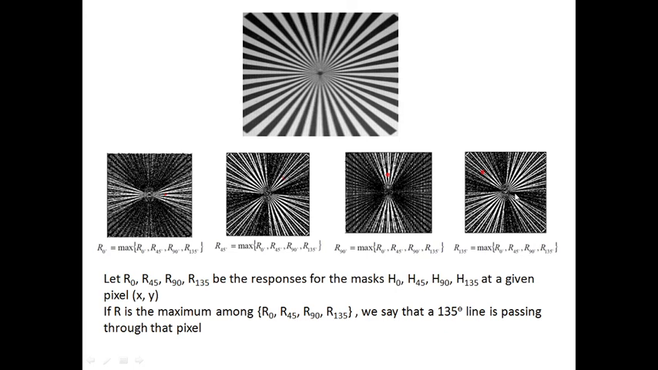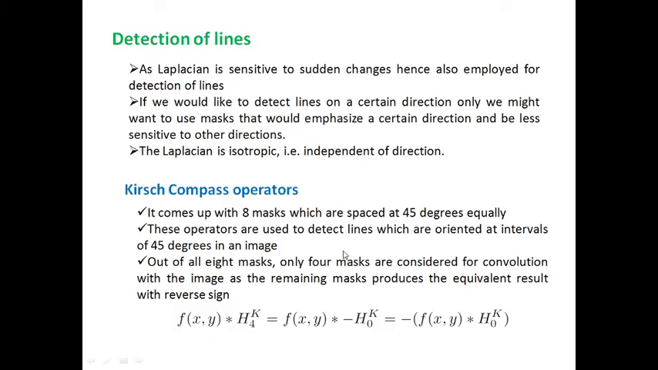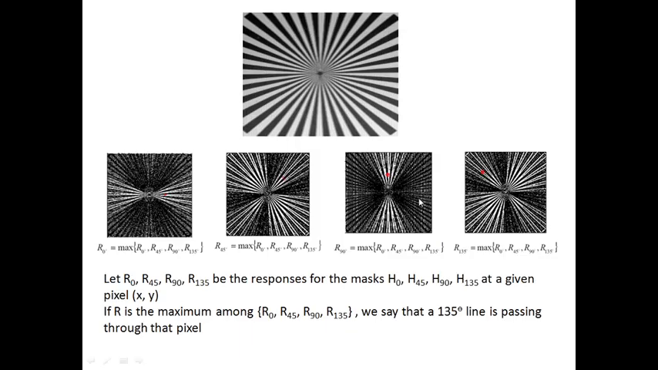A particular line will be passing through a particular location in the given input image. So you can see here a 90 degrees line is passing at this pixel, and coming to here a 45 degrees line is passing at this point in the resultant image, and in this resultant image a 0 degrees line is passing. So this is the way the Kirsch compass operator can be helpful for detection of lines in images.